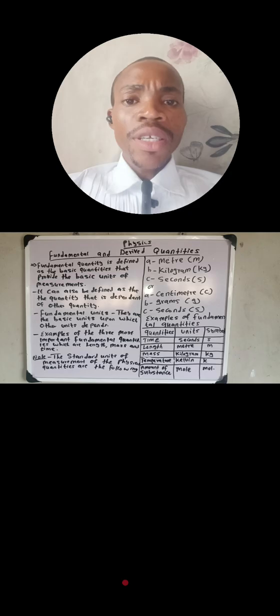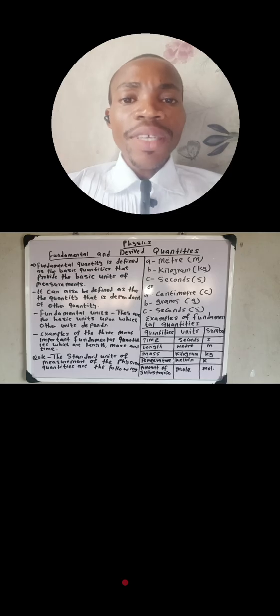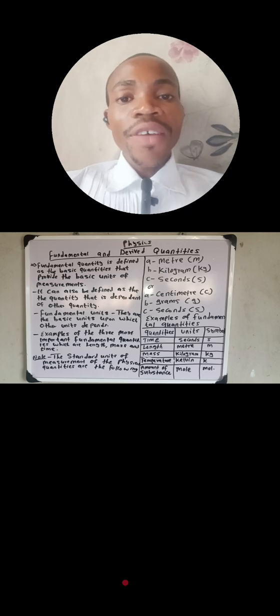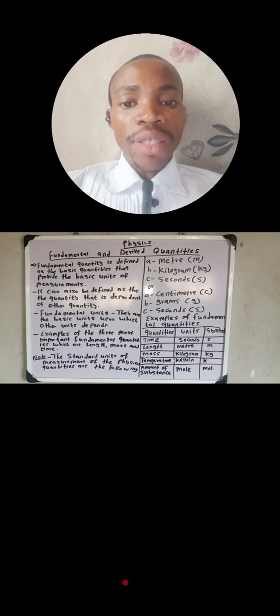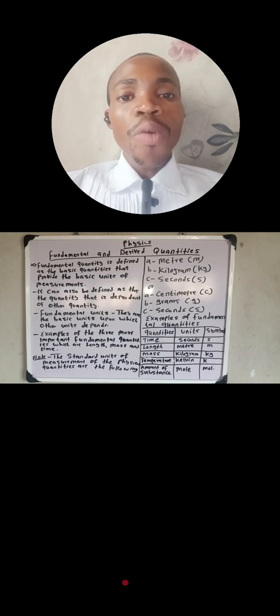Now let me explain. We say that fundamental means the basic of something. When somebody asks you what is the fundamental of this, it means that this person is asking you what is the basic for this thing. That's also how it is in physics. When you say fundamental quantities, it simply means the basic quantities upon which other quantities depend. Now let's go to fundamental units. We say that fundamental units are the basic units upon which other units depend.